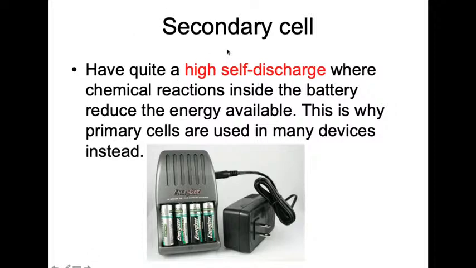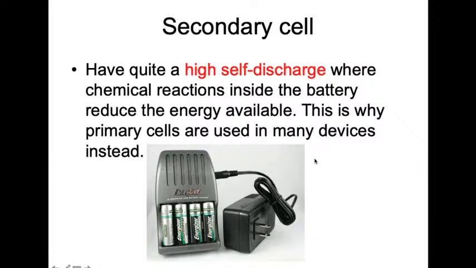So secondary cells are not super ideal. They're definitely getting better, especially with lithium ion, because these older versions of secondary cells have quite a high self-discharge, where the chemical reactants inside the battery reduce the energy available. So they're actually using up their reactants on their own without producing the energy that we want them to, right? They're a little more unstable in that way. They won't last as long, and we get a lot of waste energy from the chemical reactions occurring inside them.